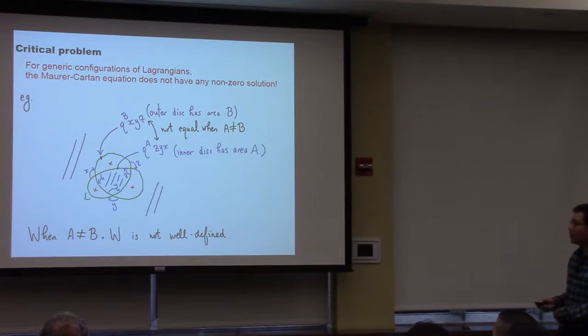And then the trouble comes up. When the areas are not equal, then these two do not agree. So W is not well defined, so this is not really weakly unobstructed. So in the generic case, indeed, weakly unobstructedness cannot be achieved.